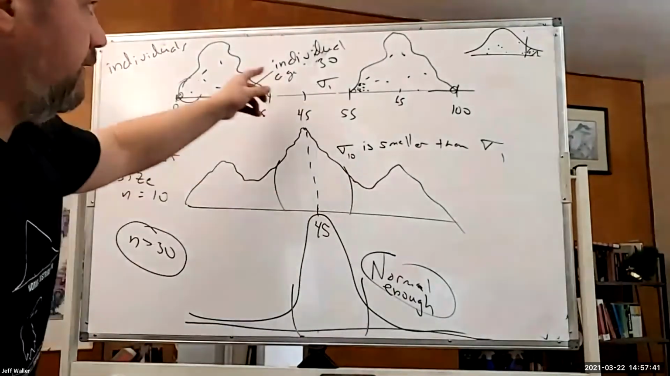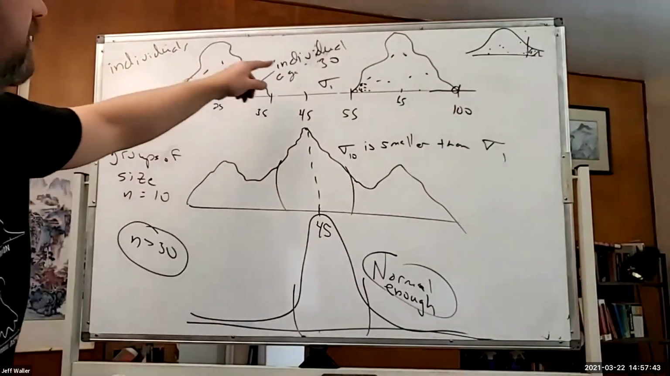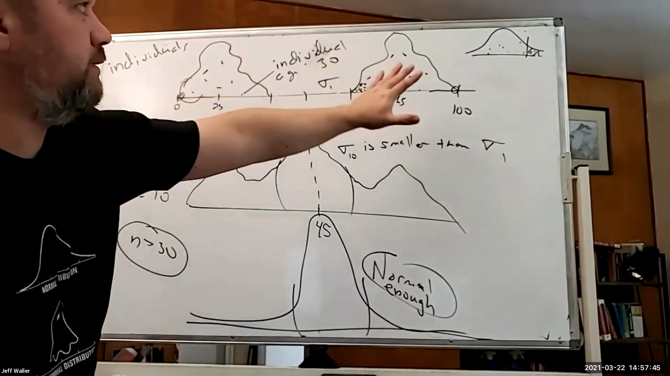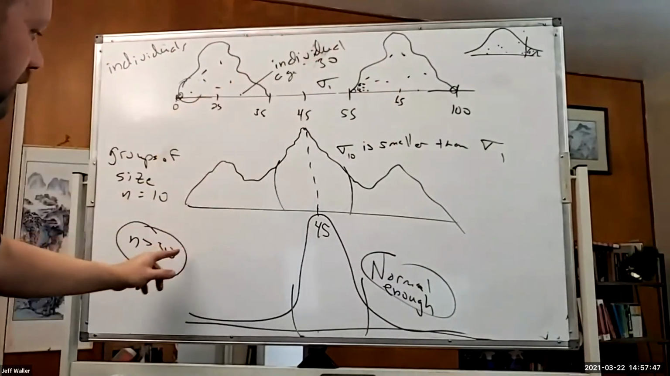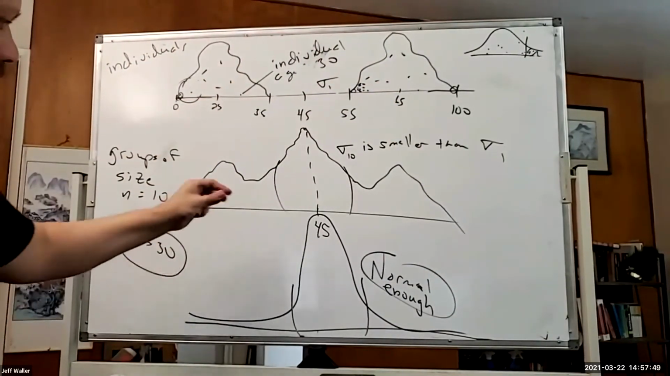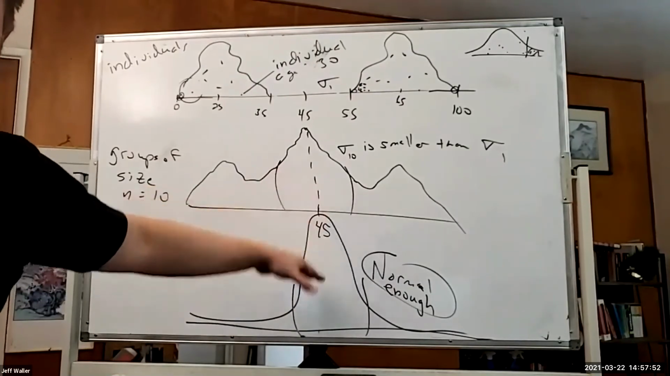So in these cases, if I'm taking samples, it doesn't matter if the original is normal or not. The minute I take a sample greater than 30, I know that my means will become normal.